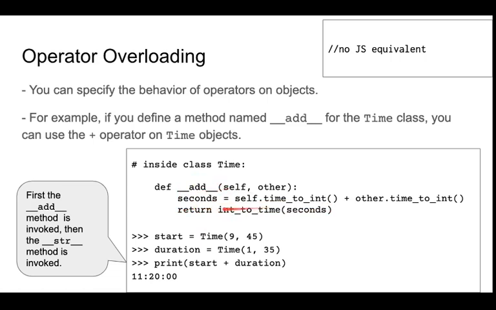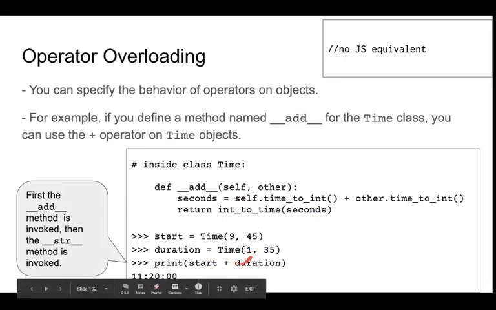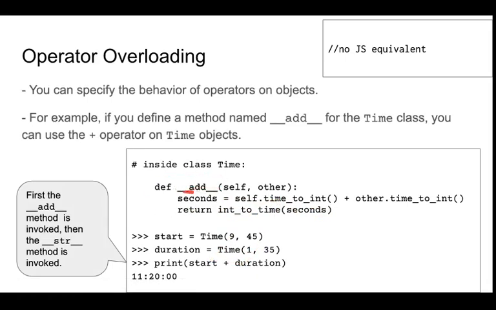So this part should look familiar. That was the add time function we had. We turned them into integers, and then we turned those integers back into time from earlier. So now we're putting it here, and this is the special name, underscore underscore add.